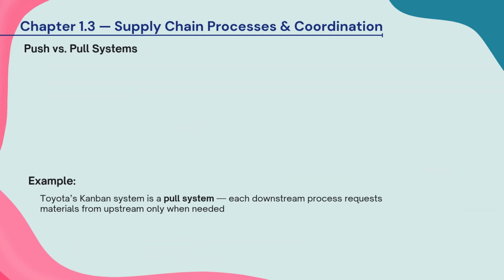This slide explains push and pull supply chain systems. Push systems are forecast-driven, producing in advance, which can increase inventory risk and suit stable environments. Pull systems are demand-driven, producing only when needed, reducing inventory and handling volatile demand better. For example, Toyota's Kanban system is a pull system where each process requests materials from upstream only as required. Understanding when to use push or pull is key to supply chain efficiency and responsiveness.